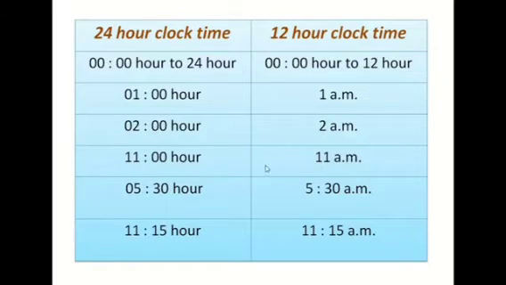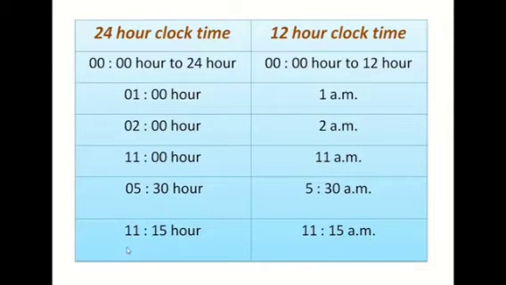Here 11.00 hour. So it is 11 AM. 05.30 hour. So 05, the hour part, is less than 12. So it will also be AM. So 5:30 AM. Next one 11.15 hour. So 11 is also less than 12. So we can write it 11.15 AM.